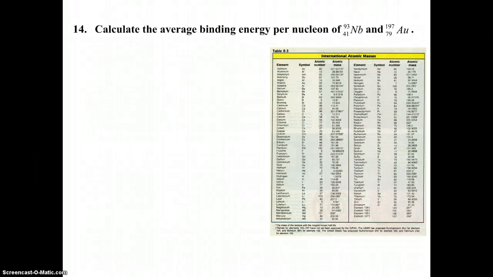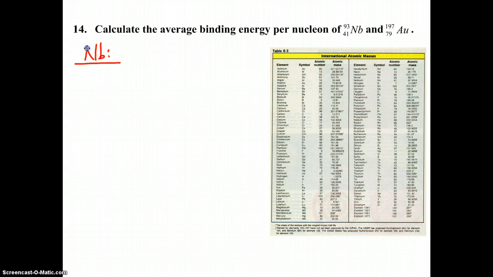Welcome to the AP Atomic and Nuclear Physics Solutions to number 14 and 16 from the problem set. Let's get started right away with 14 here. They want us to calculate the average binding energy per nucleon of Nb-93 and Au-197. We'll call the first problem here with Nb.